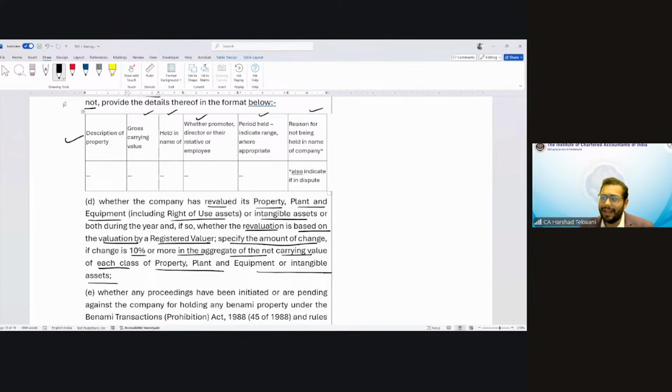As of now, we will take an example also for this. Don't worry, because we will go example by example, but just understand as of now that here we need to specify first the revaluation, then the basis, whether it is a registered valuer or not. Number two, the amount if greater than 10% of the class. If the change is 10% or more in the aggregate net carrying value of each class, then specify the amount. So revaluation, the basis, and then the amount. These are the two things you need to provide.